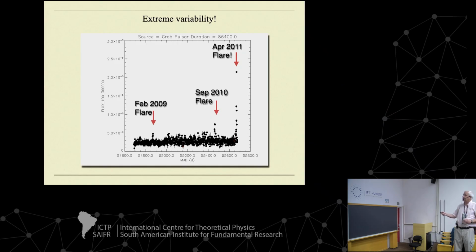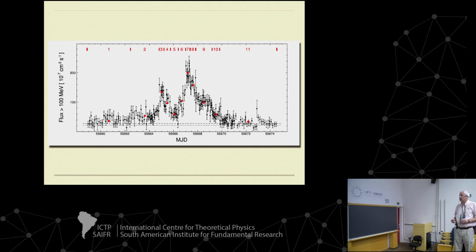So you see that the flux increases by a factor of many. They went back in time, checking the historical time series, and they found other, not so intense flares, like this one and this one. Well, for instance, in this one, the flux doubles on a time scale of 1 day or something like that. How is that possible? Well, people were perplexed. I was perplexed because I was working on this.